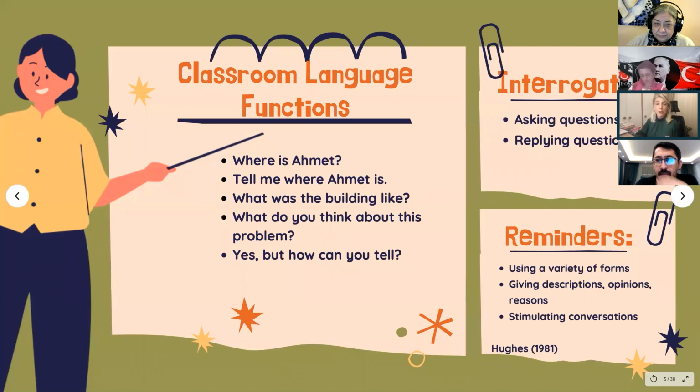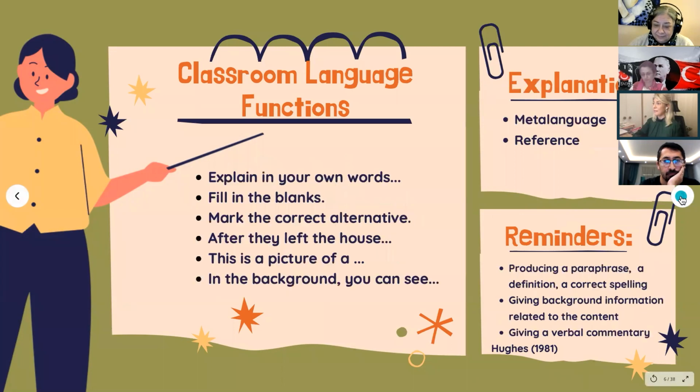Where is he or where is she? Tell me where Ahmet is. I don't know. Well, my nephew's name is Ahmet. So what was the building like? So what do you think about this problem? Yes, but how can you tell? Questions of this kind, asking questions, would be considered as interrogation, not with a bad connotation, but more like asking questions and pursuing the conversation through questions and explaining.